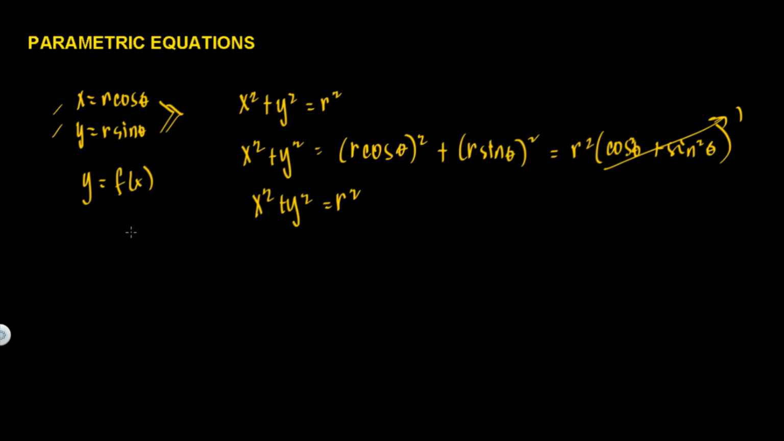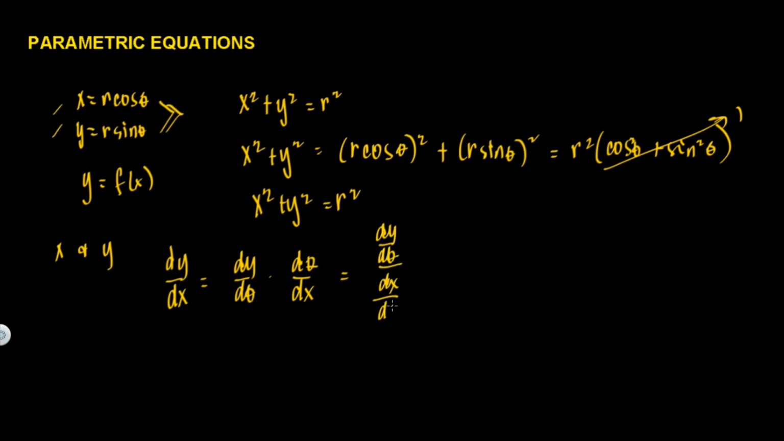Okay, another example. Let's say given x and y in terms of a third variable or a parameter, say theta. We can solve the first derivative of y with respect to x as dy over d theta multiplied by d theta over dx. And this is actually the chain rule. We can rewrite this as dy over d theta over dx over d theta. So this is what we will use in our problems. This is the first derivative.